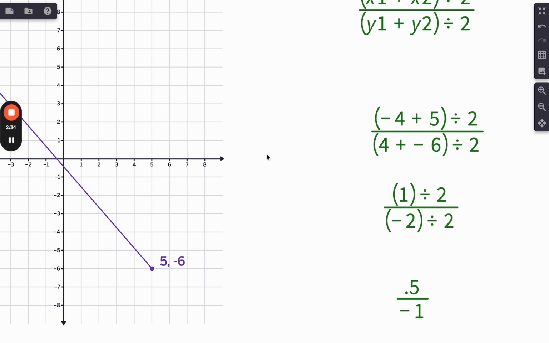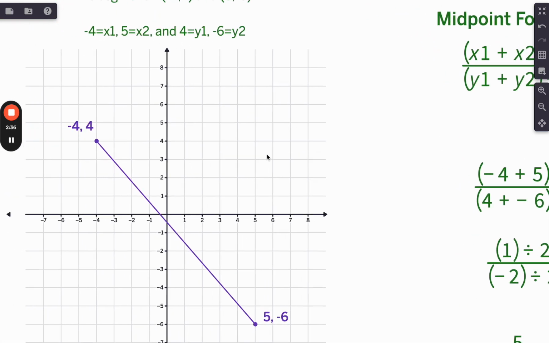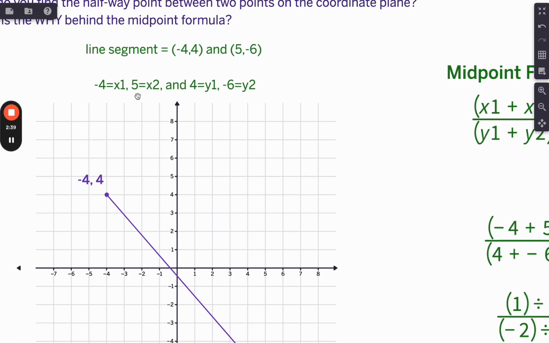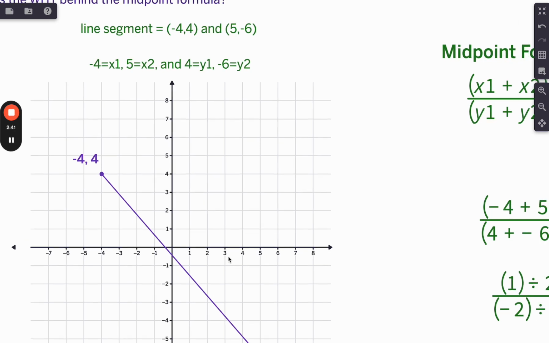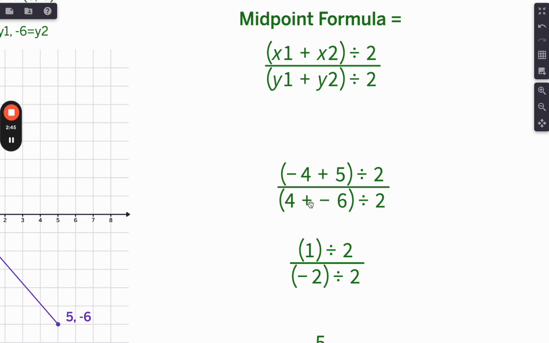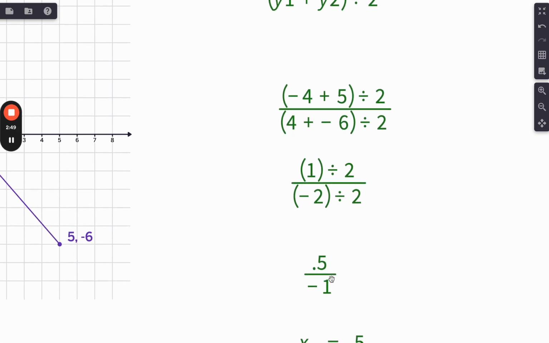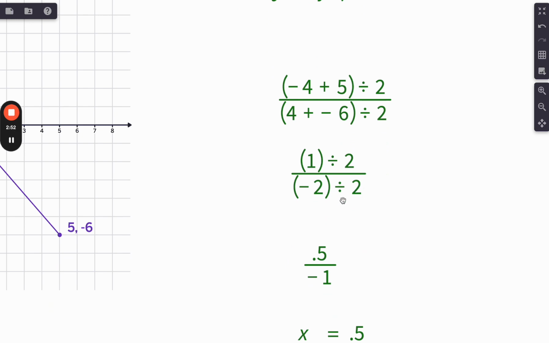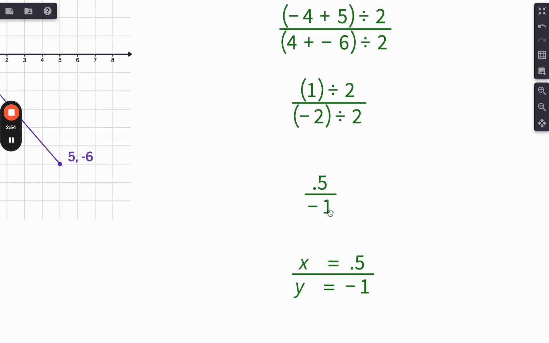That would be 0.5. Now I'm going to do that same thing with my y and figure out the halfway point between the y's. So for y, we have 4 and -6. I'm going to add those two together, and that will give me -2. And then I'm going to divide that by 2, and that gives me -1. So my y is -1.